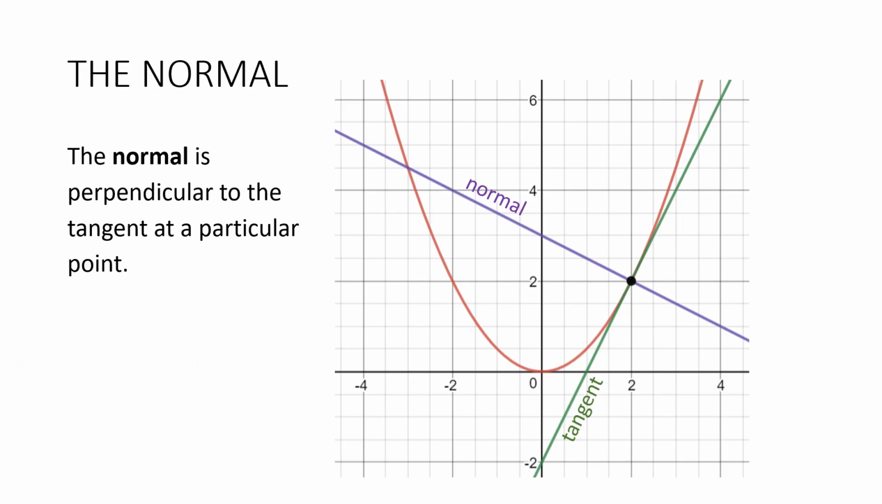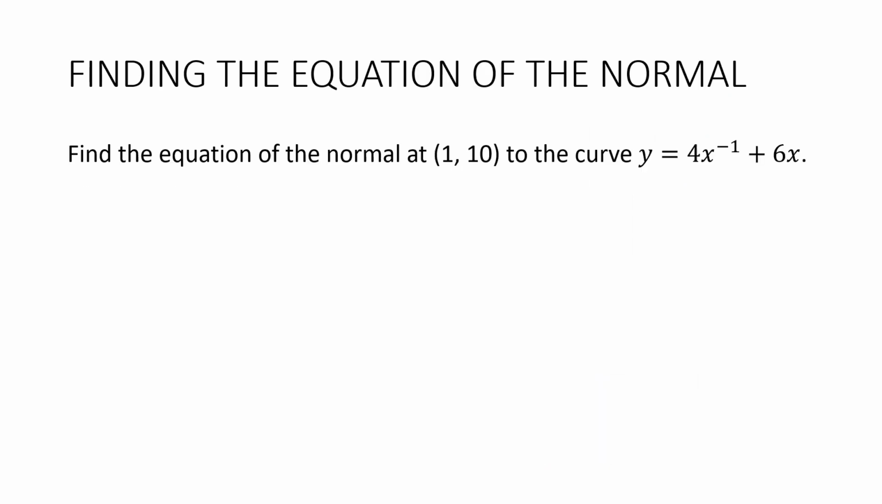Okay, let's move on. The normal is the name of the line that is perpendicular to the tangent at a particular point. Now finding the equation of the normal is pretty simple. It's just an extra step.